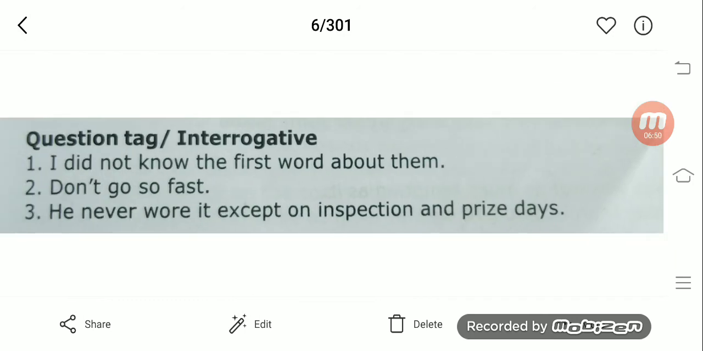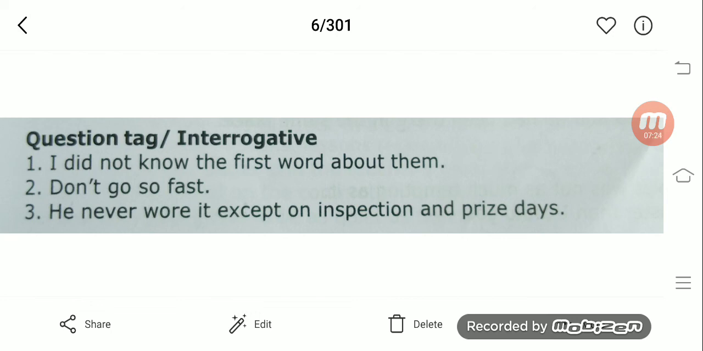Now we will come to another topic for transformation of sentences, that is question tag and interrogation. Question tag and interrogation are more or less similar, so we will do them together. See the first question: "I did not know the first word about them." Here you have to add a question tag. First you have to write the whole sentence, put a comma instead of a full stop at the end, and add a question tag.